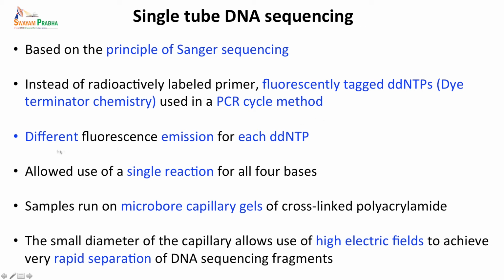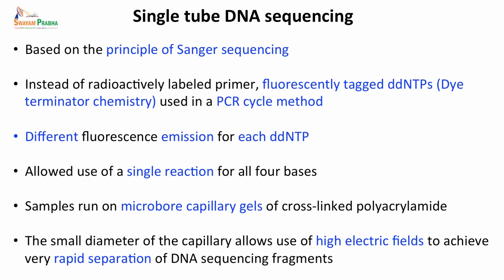Now each of these 4 ddNTPs had different fluorescence emission, and therefore all 4 bases could be used in a single reaction, and then samples could be run on gels, and the advancement was in the type of gel that was run. So both Maxam-Gilbert as well as Sanger sequencing used what are known as slab gels. But a further advancement was to use capillary gels.